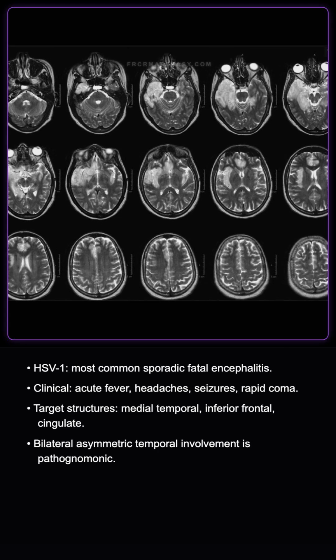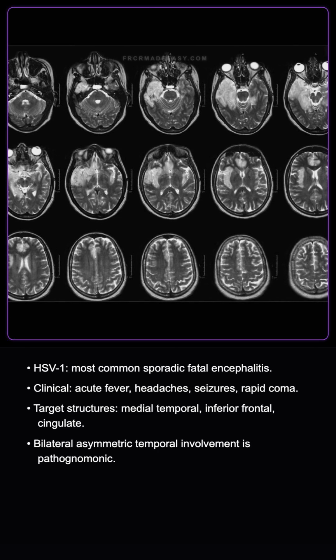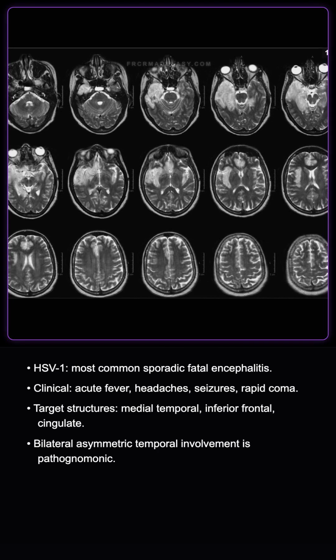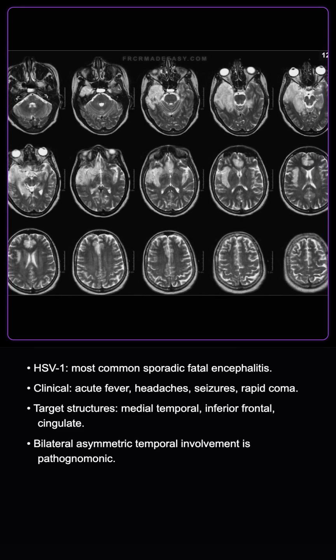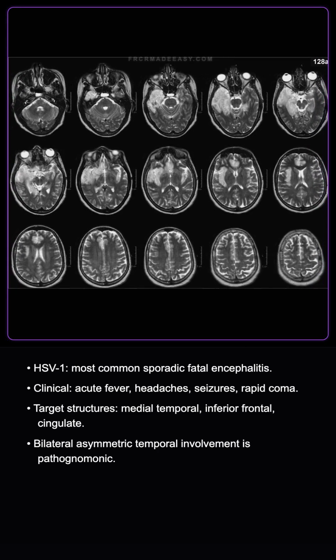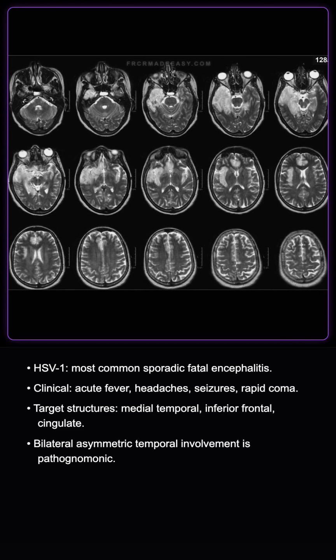Herpes simplex virus type 1 is the most common cause of sporadic fatal encephalitis, resulting from either primary infection or reactivation in the trigeminal ganglion. Clinically, patients present with acute fever, headaches, altered mental status, and focal seizures progressing rapidly to coma.